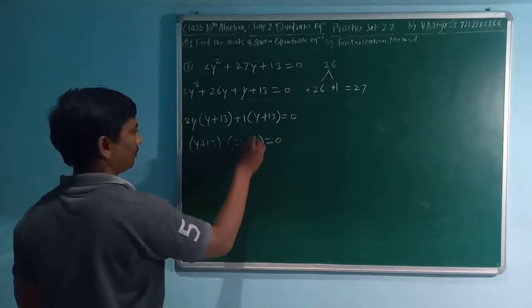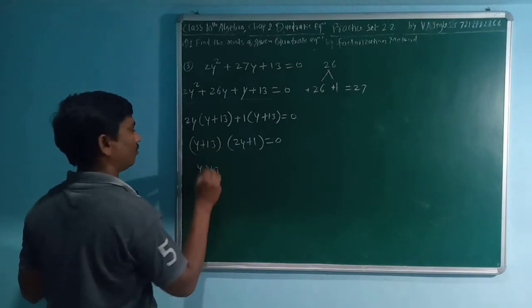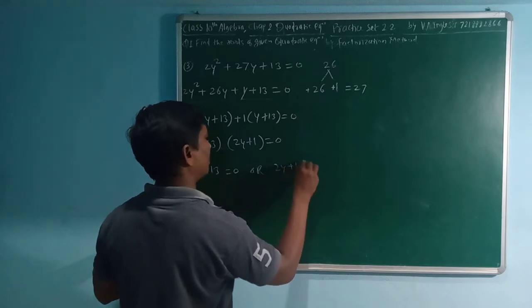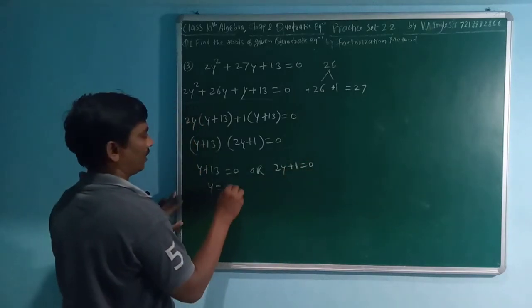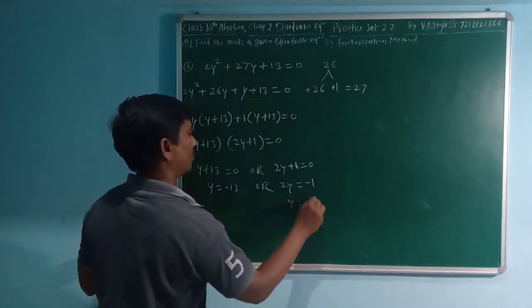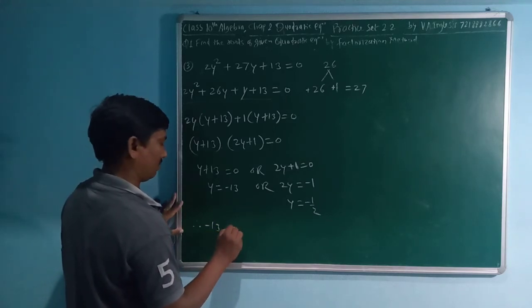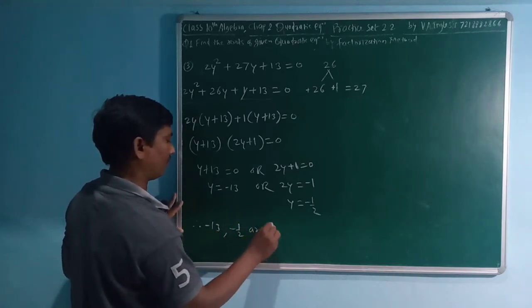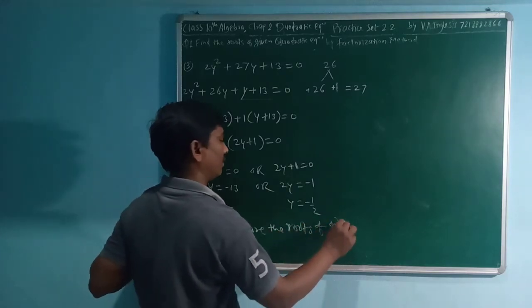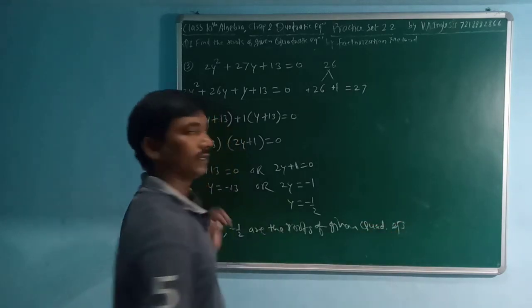Again the product of two terms is 0, so we can write y plus 13 is equal to 0, or 2y plus 1 is equal to 0. So y can be minus 13 or y can be minus 1 by 2. So minus 13 and minus 1 by 2 are the roots of the given quadratic equation.